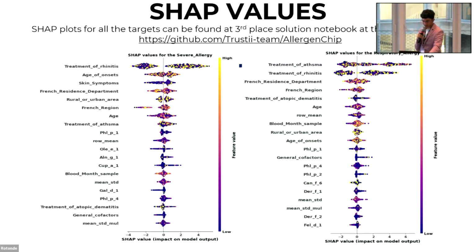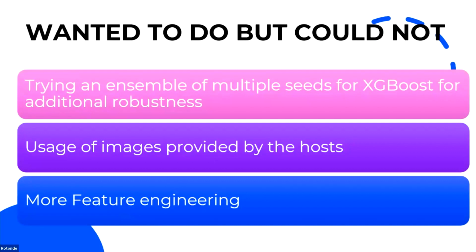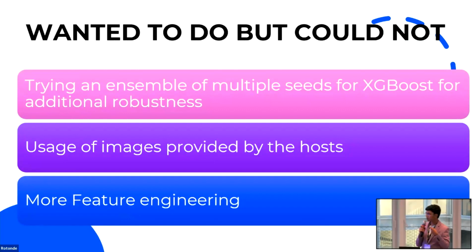There were also some things that I wanted to try, but I could not because of lack of time. One was an ensemble of multiple seeds for XGBoost. A seed is basically the random value the model starts with, so by having multiple seeds, you can improve the robustness. But since training each model took me around 2 hours, I did not have time to try out multiple seeds. This was something I thought of later in the competition, but I think it would improve the robustness of the model and further improve it in the ensemble.